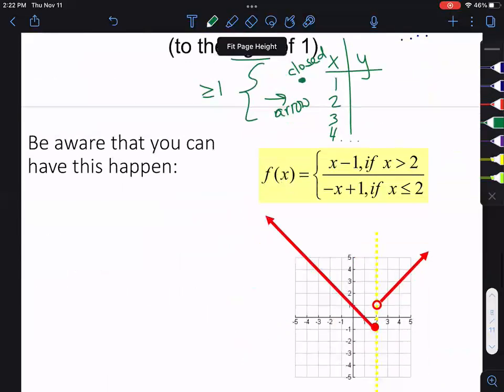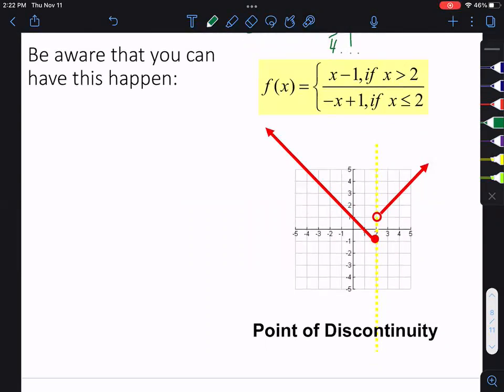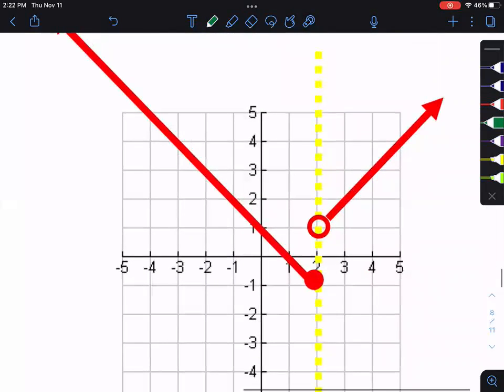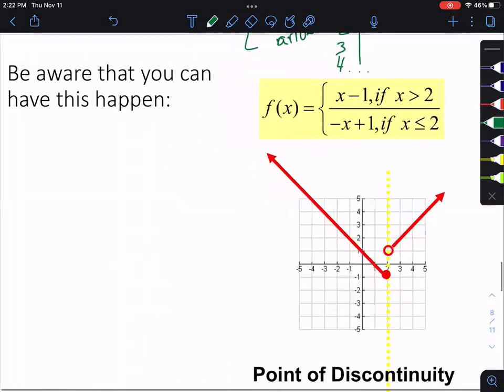So let's actually skip the page. So be aware that you can have what's called a point of discontinuity. So here's a piecewise function here at the top. There is a point of discontinuity. Notice these two lines do not meet up with each other. They don't touch. They're just two separate pieces shown in red. So our graph for this is shown in red, and there is what we call a point of discontinuity. It's allowed to happen. It's just where your two pieces do not match.